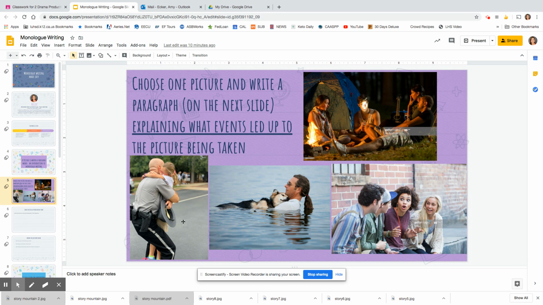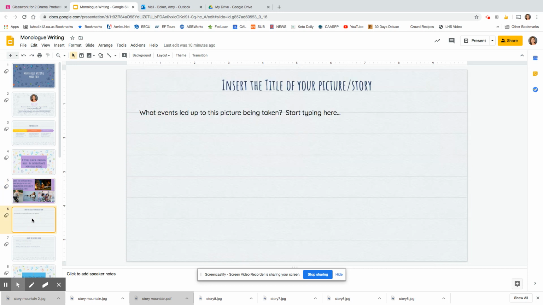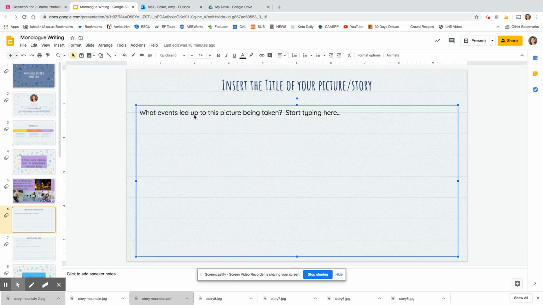Okay. All right. So then on the next slide, this is where you are going to explain this. What events led up to this picture being taken? And you're going to type your story right here. Also, title your story or the picture. Okay, now if I click on it, you'll see a text box comes up, and where it says start typing here, I can just either delete this and start typing, or I can just, right after the dots are there, you can start typing away.